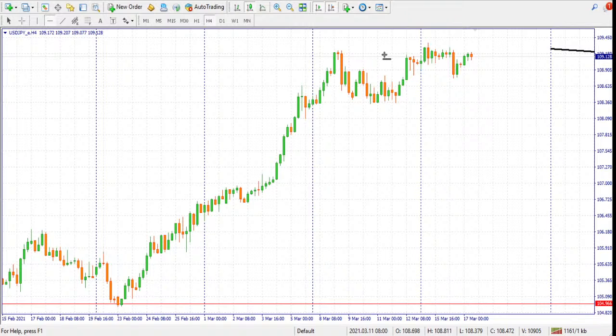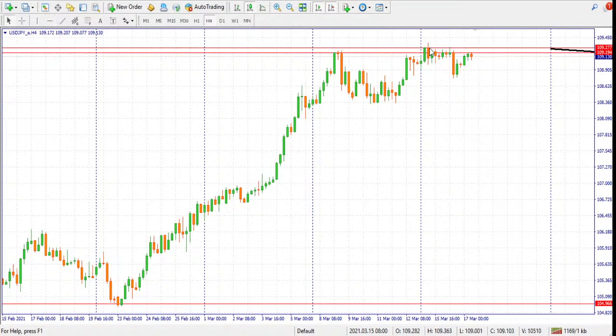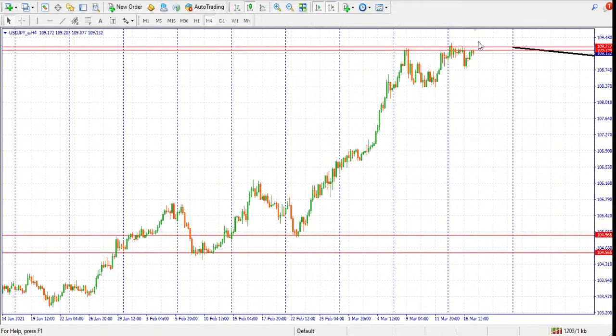So this is still a good place where we want to look for a sell from. As long as the price remains below this zone, this is a good place to look for a sell from. But if the price breaks beyond 109 point, it may retrace back before it continues to the upper side.